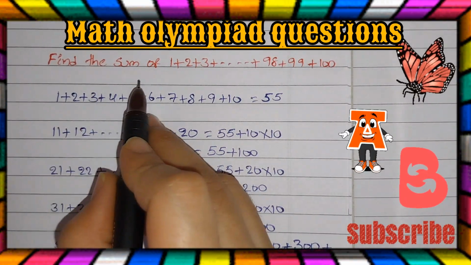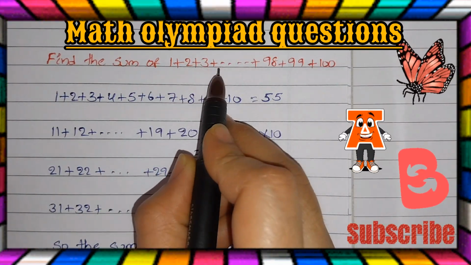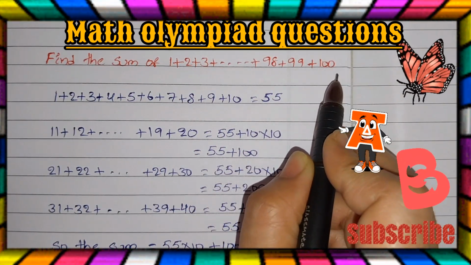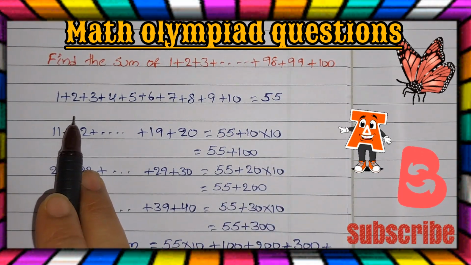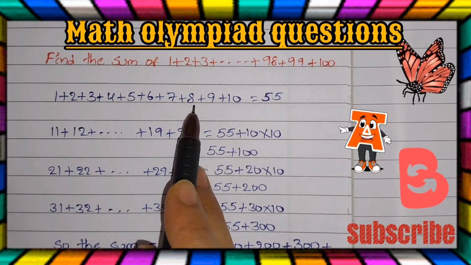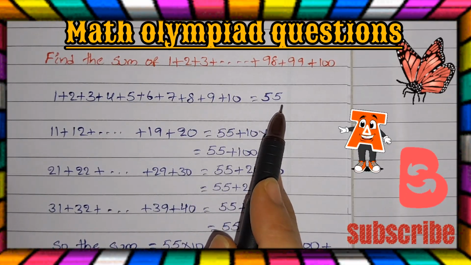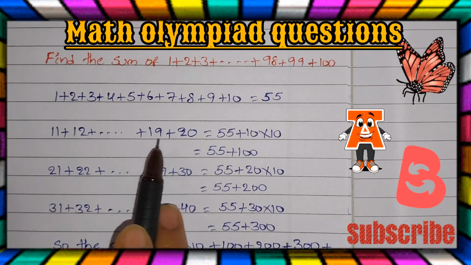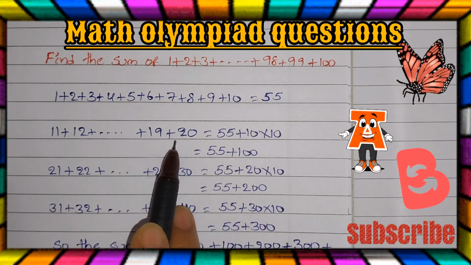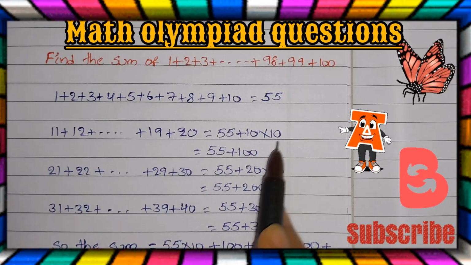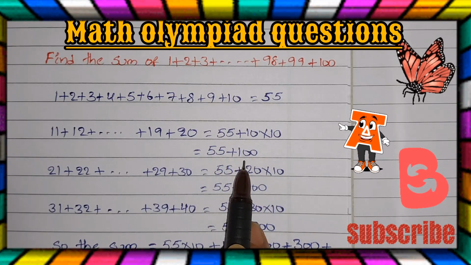The third question is: find the sum of 1 plus 2 plus 3 plus 4 and so on, 98 plus 99 plus 100. Let's see how to solve this problem. First we have to add 1 plus 2 plus 3 plus 4 plus 5 plus 6 plus 7 plus 8 plus 9 plus 10 equals 55. Next you have to add 11 to 20. 11 plus 12 plus up to 19 plus 20 equals 55 plus 10 multiplied by 10.